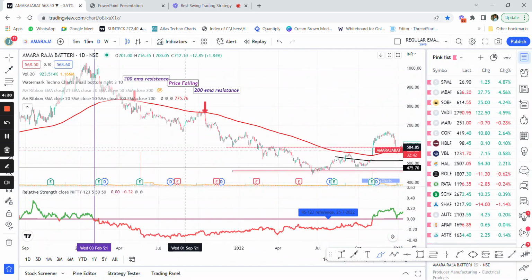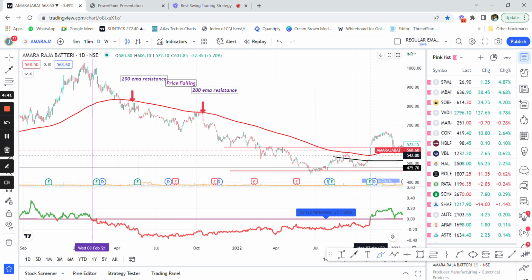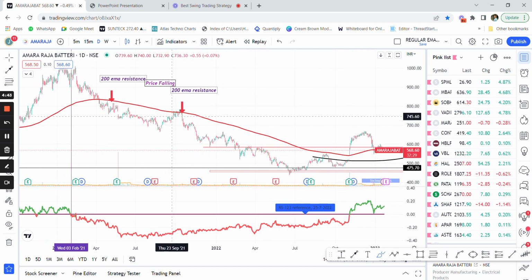Here, if we take the example of Amar Raja Battery, we can clearly see that the stock is taking resistance below the 200-day moving average, and the relative strength line is also red till this duration. Now after that, we see that the relative strength line has finally turned green here, and the stock also moved above the 200-day moving average. So generally, stocks that are underperforming the markets will have the RS line in red, and if they are continuously underperforming, they would eventually go below the 200-day moving average here.